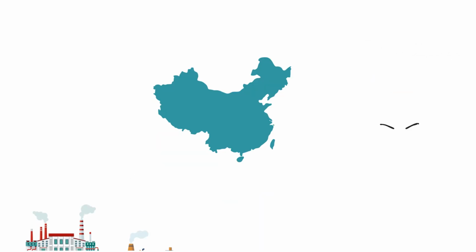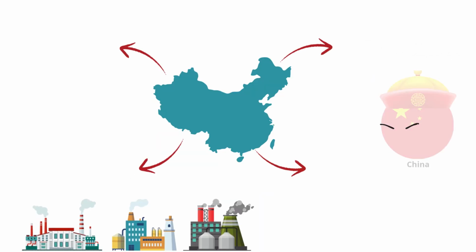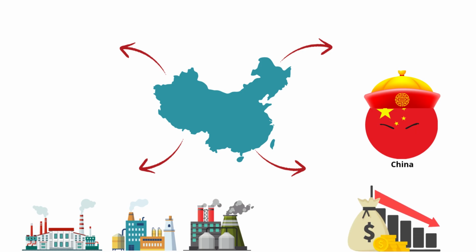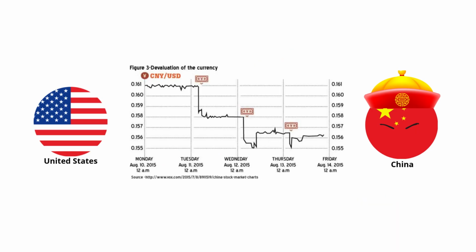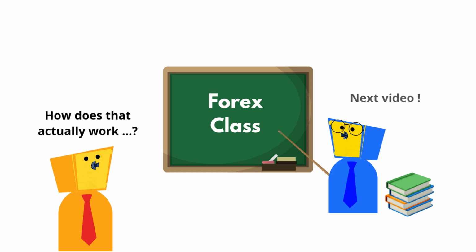On the other hand, a country that exports a lot, like China, may prefer a weaker currency to make its products more affordable for other countries. This is why China has sometimes been accused of deliberately lowering its currency's value, a practice called currency devaluation. How does this work? I'll explain in another video.